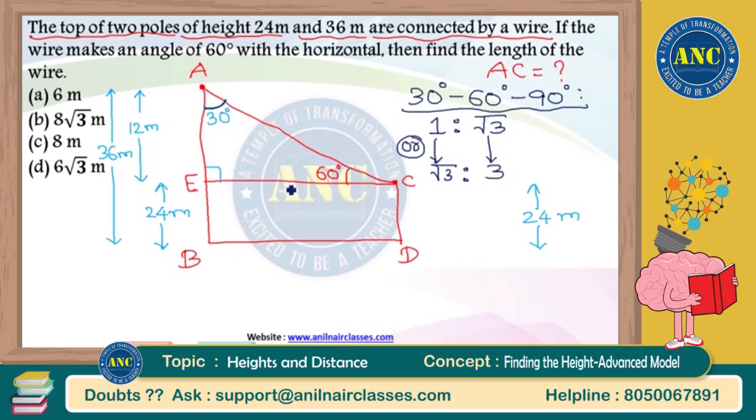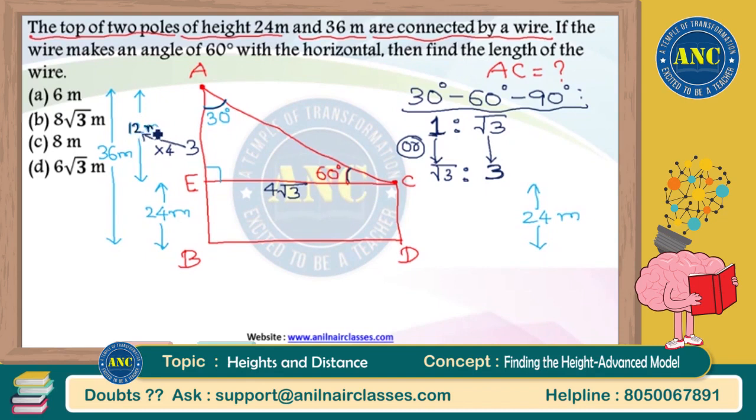That means opposite to 30, instead of taking it as 1, I will assume it as root 3. I will assume the CE value as root 3. If opposite to 30 is root 3, then opposite to 60 will become how much? It will become 3 units. That means the AE value will become 3 units. According to the assumption, the AE value is 3, but according to the question, the AE value is 12. 3 should become 12, so multiply by 4. This root 3 also multiply by 4. That means the actual value of EC is nothing but 4 root 3, and the actual value of AE is nothing but 12.